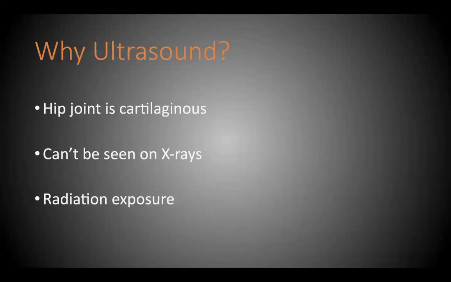So the reason we use ultrasound is because the head of the femur and most of the hip joint is cartilaginous in a neonate and infant, and hence we can't see them on X-rays. And in theory, there is a risk of radiation exposure with every X-ray that you do. So since we have an ultrasound which gives a lot more detail about the anatomy of the hip joint, an ultrasound is preferred to doing X-rays in an infant or a neonate.